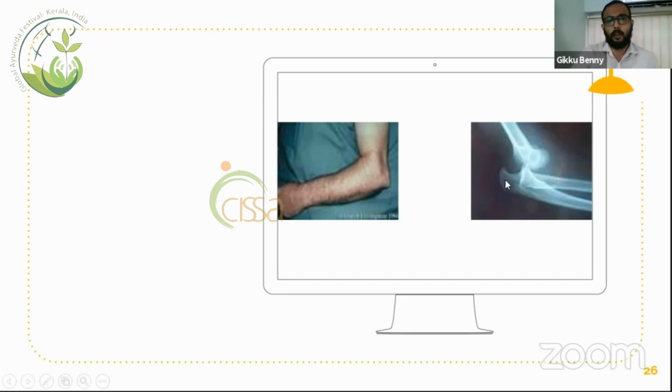And the main differential diagnosis is supracondylar fracture of humerus, in which the distal end of humerus is fractured, and along with the distal end of humerus, the radius and ulna are displaced posteriorly and backward. The patient presents in the same way, but the difference is that supracondylar fracture of humerus occurs in children, and this is common in middle-aged patients with fall on an outstretched hand.